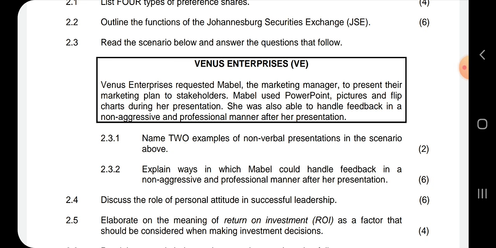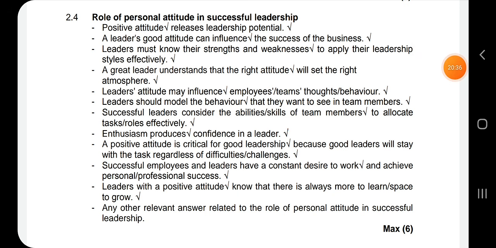You just pause the video, try to write this on your own, and you get your answers. This is another way for you to practice before you actually write. So, the role of personal attitude in successful leadership is that positive attitude releases leadership potential. A leader's good attitude can influence the success of the business. Leaders must know their strengths and weaknesses to apply their leadership styles effectively. A great leader understands the right attitude will set the right atmosphere.